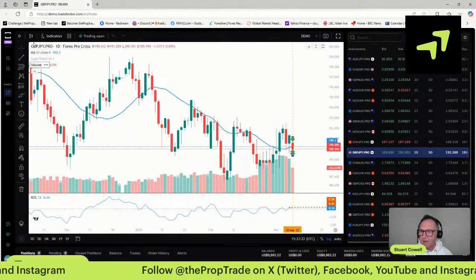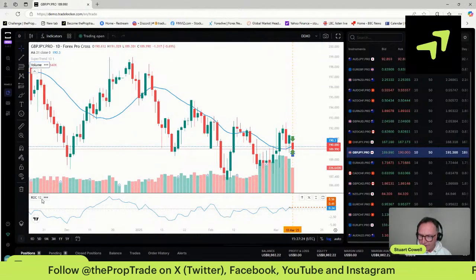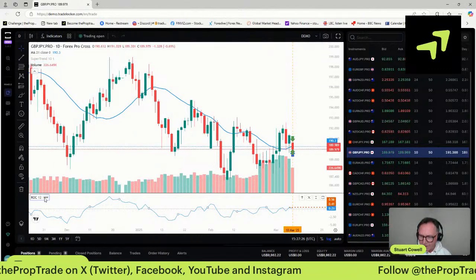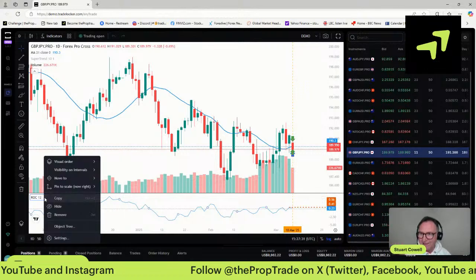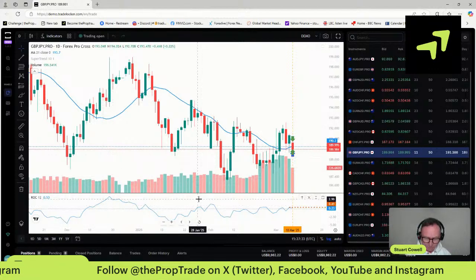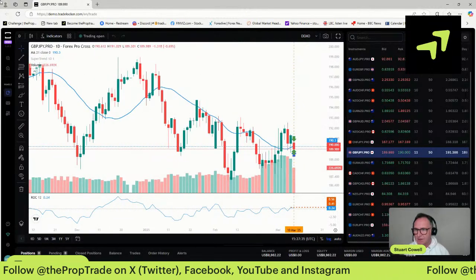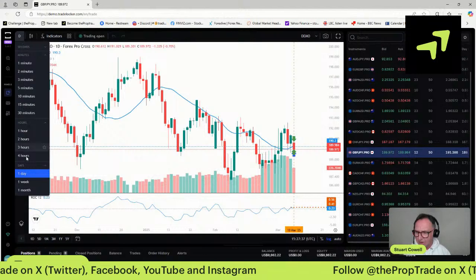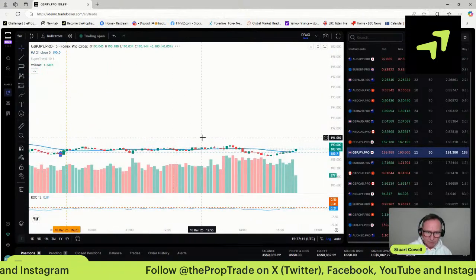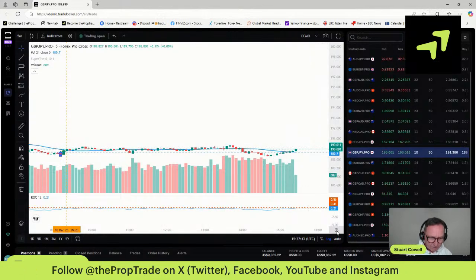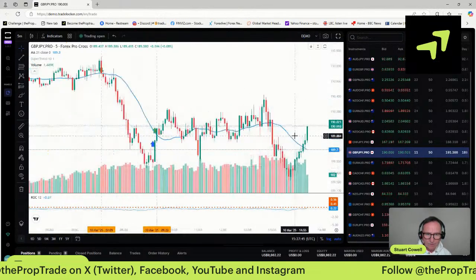Okay, so this is the daily. This is the rate of change. This is set to the default I've always used typically, which is 12 here on the daily time frame. But let's just go down to this. I know a lot of you are scalpers, so let's just go down to the sort of 5-minute time frame, which is what we were playing with this morning.